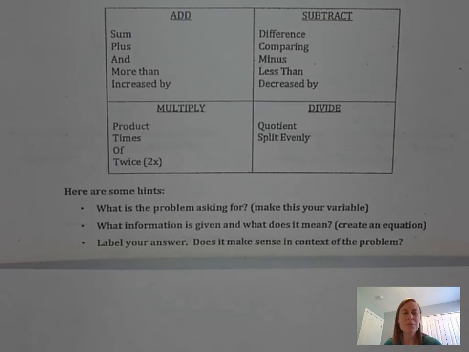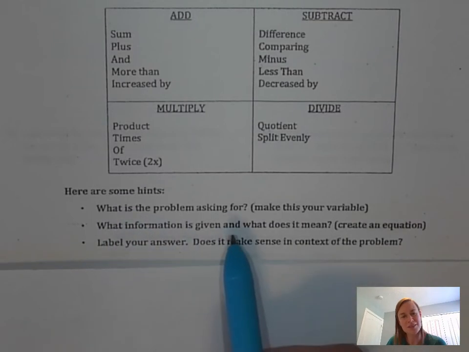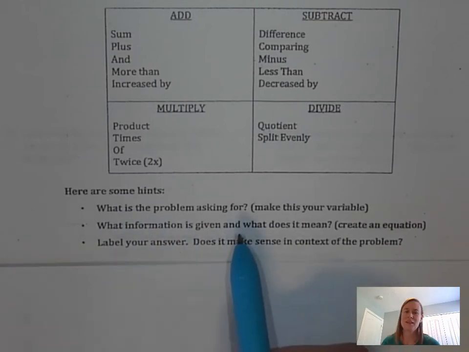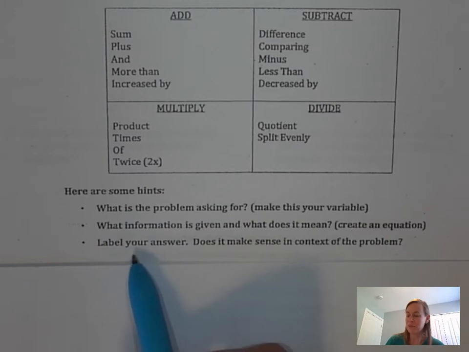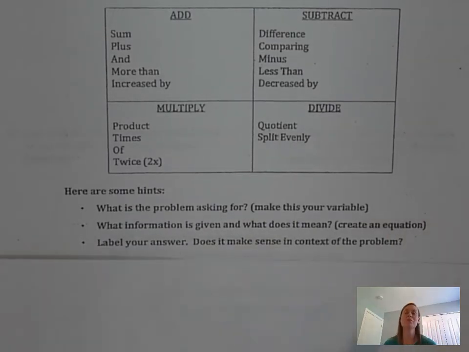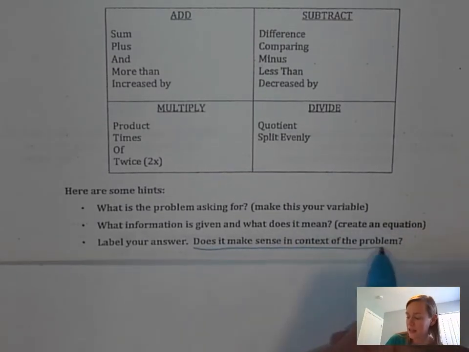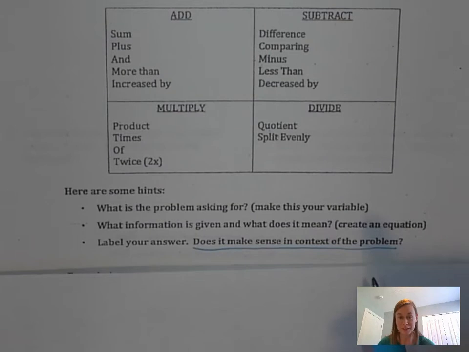Always think about what the problem is asking for. Once you've decided what the problem is asking for, then think what information is given to you. What does it mean? And then finally, you're going to label your answer. So like if your word problem is talking about grapefruits and the answer is 6, then you want to make sure you say 6 grapefruits so that we know what you're talking about. And this is my favorite step right here. Does it make sense in the context of the problem? That one is so important.